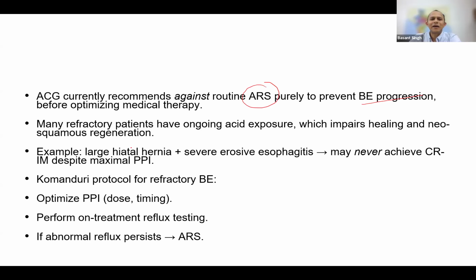See, a patient has Barrett esophagus. He comes to you and you say, let me do an anti-reflux surgery, so that this will not progress to low-grade and high-grade dysplasia. This was done a few years back, and people are doing that. But the new recommendation says that no, you first optimize this patient with PPI. If after PPI this is progressing, then you think of anti-reflux surgery. But here also there's a catch.